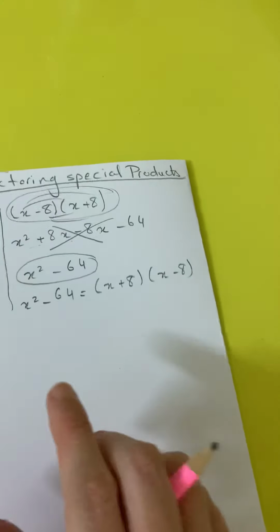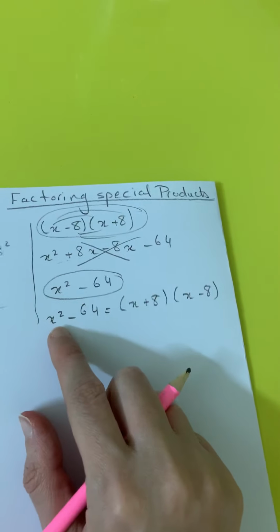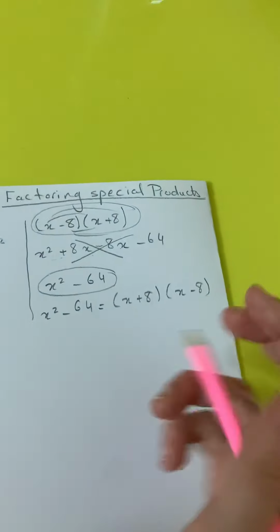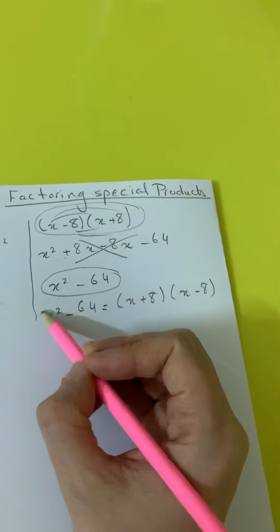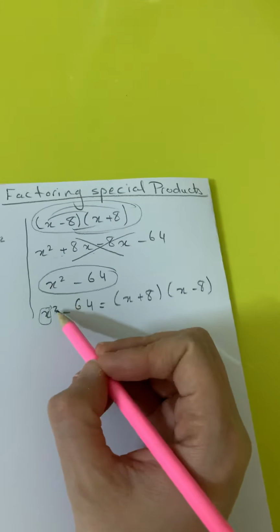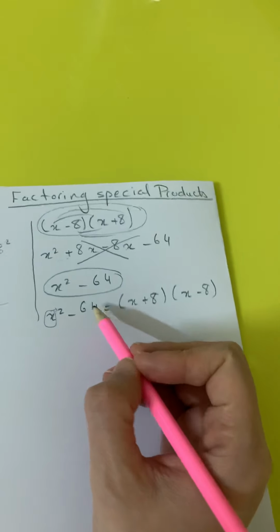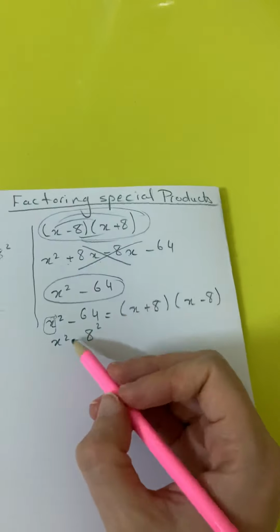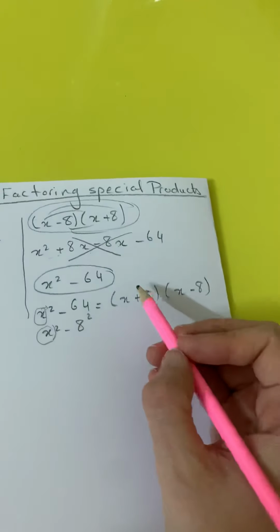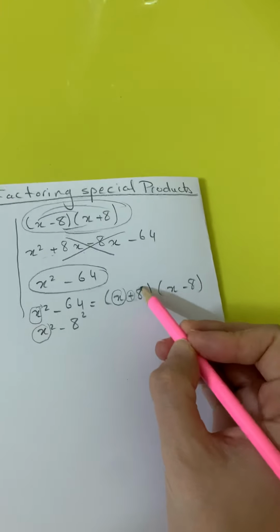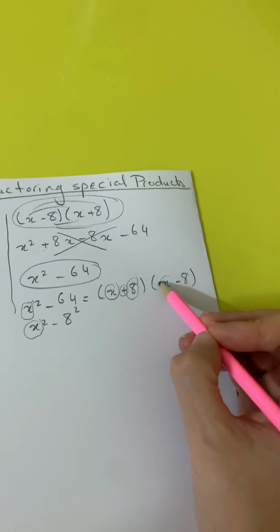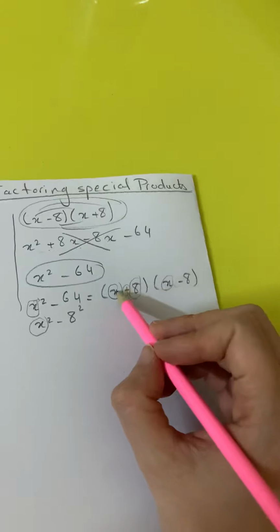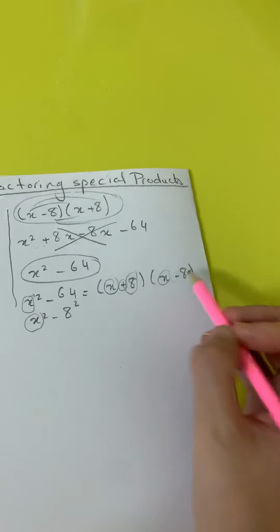So now, whenever you have a form like this one, you can directly write it like this. You just have to turn this into power 2, which is already like that, and 64 is 8 power 2. So you put the first plus the second, the first minus the second. That's it, only first plus second, first minus second.